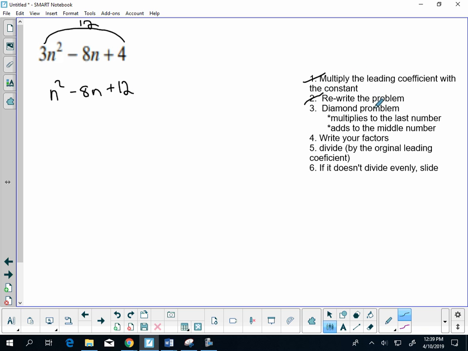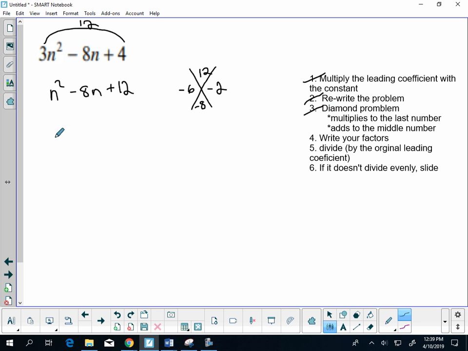Now we do our diamond problem. It needs to multiply to 12, add to negative 8. They're both going to be negative. And I'm thinking negative 6 and negative 2. Negative 6 times negative 2 is 12. Negative 6 plus negative 2 is negative 8.